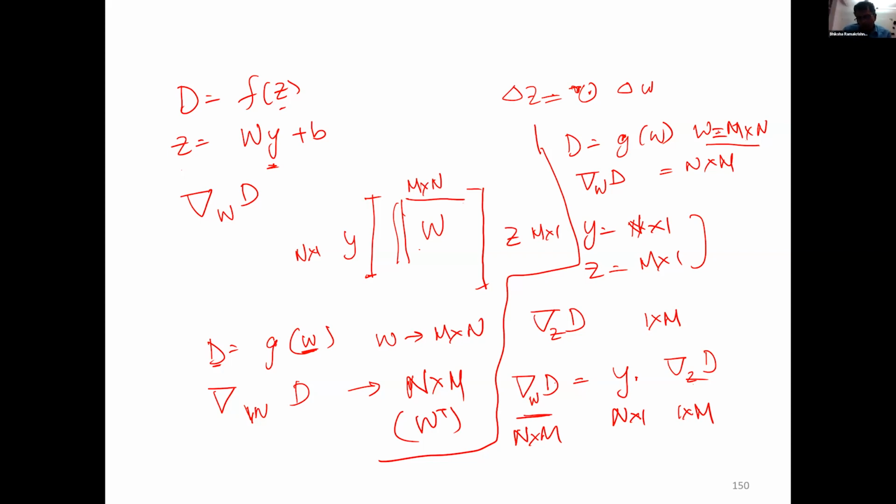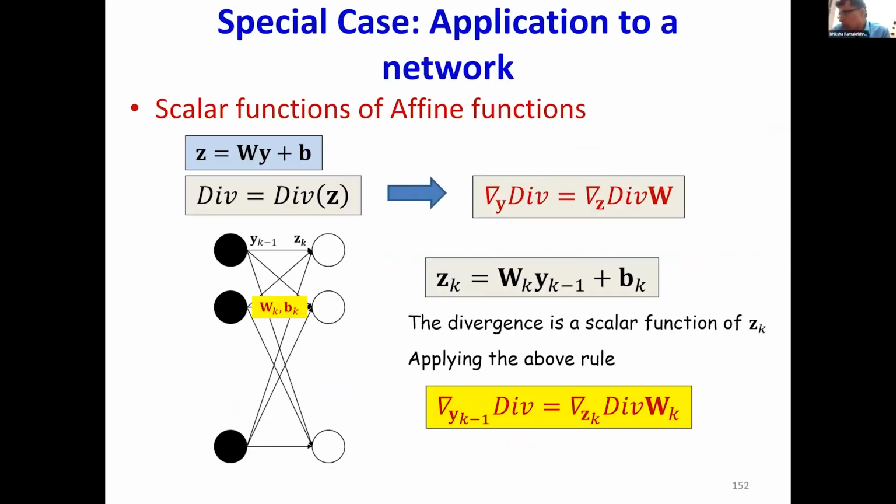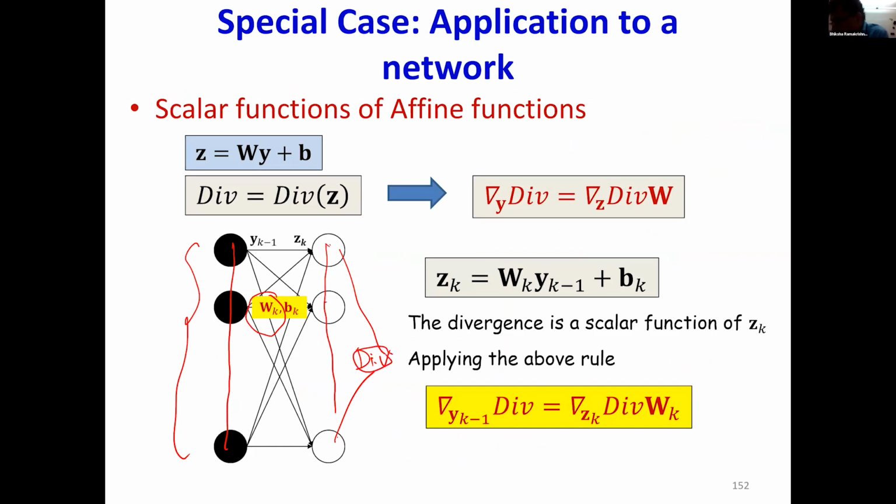And so we get this, which I'm going to use: anytime I have a network of this kind, where I have some y, from which some z is computed, and from all these z's I have a divergence computed, then the derivative of the divergence with respect to this w is going to be this y times the derivative of the divergence with respect to this z. Does that make sense? It's the input times the derivative of the divergence with respect to the output.